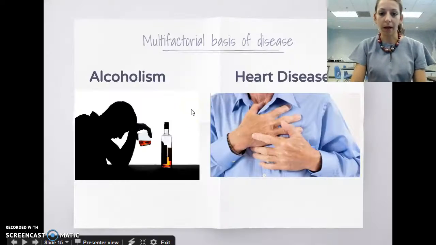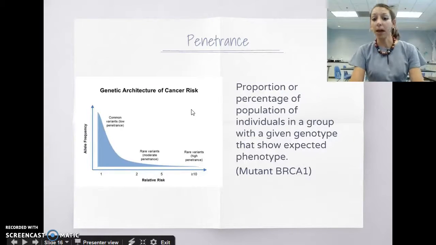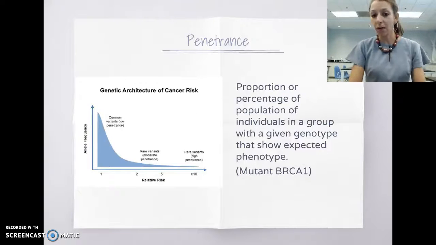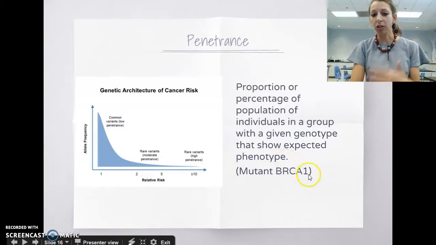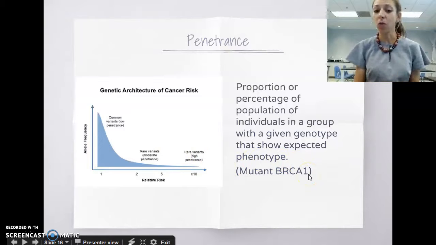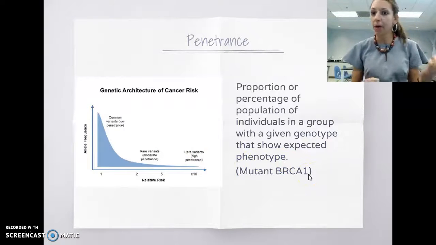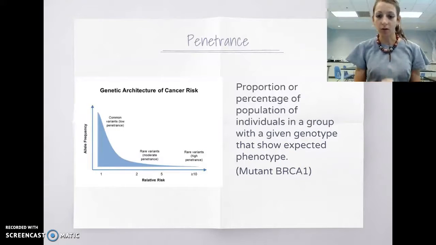All right, so as we're loading back up, let's talk about penetrance. This is the proportion or percentage of a population of individuals in a group with a given genotype that show the expected phenotype. Now, just because you have a genotype may not mean you will always show it, and that could be due to environmental factors, as we just talked about, or due to other reasons that we don't know about yet.